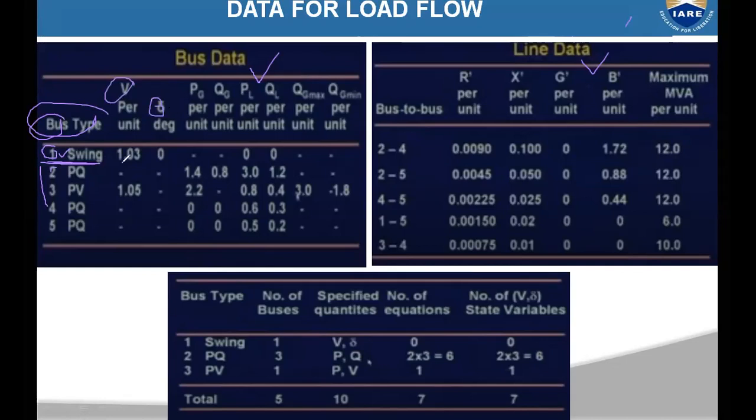The voltage magnitude is given here as 1.03, and the delta angle for the slack bus is generally taken as 0 degrees. No power generation is specified: PG will not be specified, QG will not be specified, and PL and QL are 0 here. Q minimum and Q maximum are also not specified at the slack bus. At a slack bus only two parameters are specified: one is the voltage magnitude, and the other is the load angle delta, which is generally taken as 0 degrees.